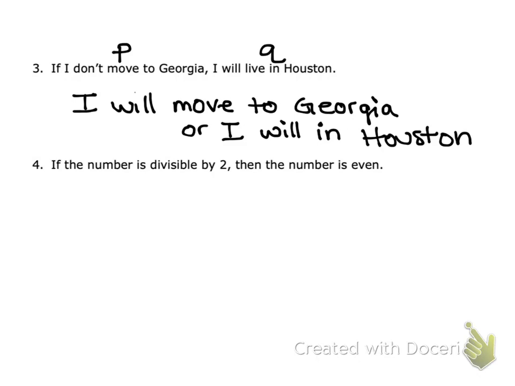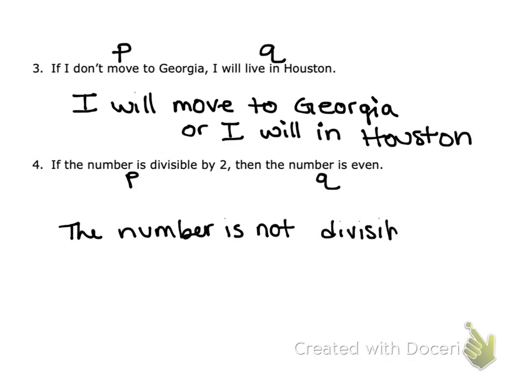not grammatically correct. If the number is divisible by 2, then the number is even. My P, the number is divisible by 2. My Q, the number is even. So not P would be the number is not divisible by 2, or the number is even.